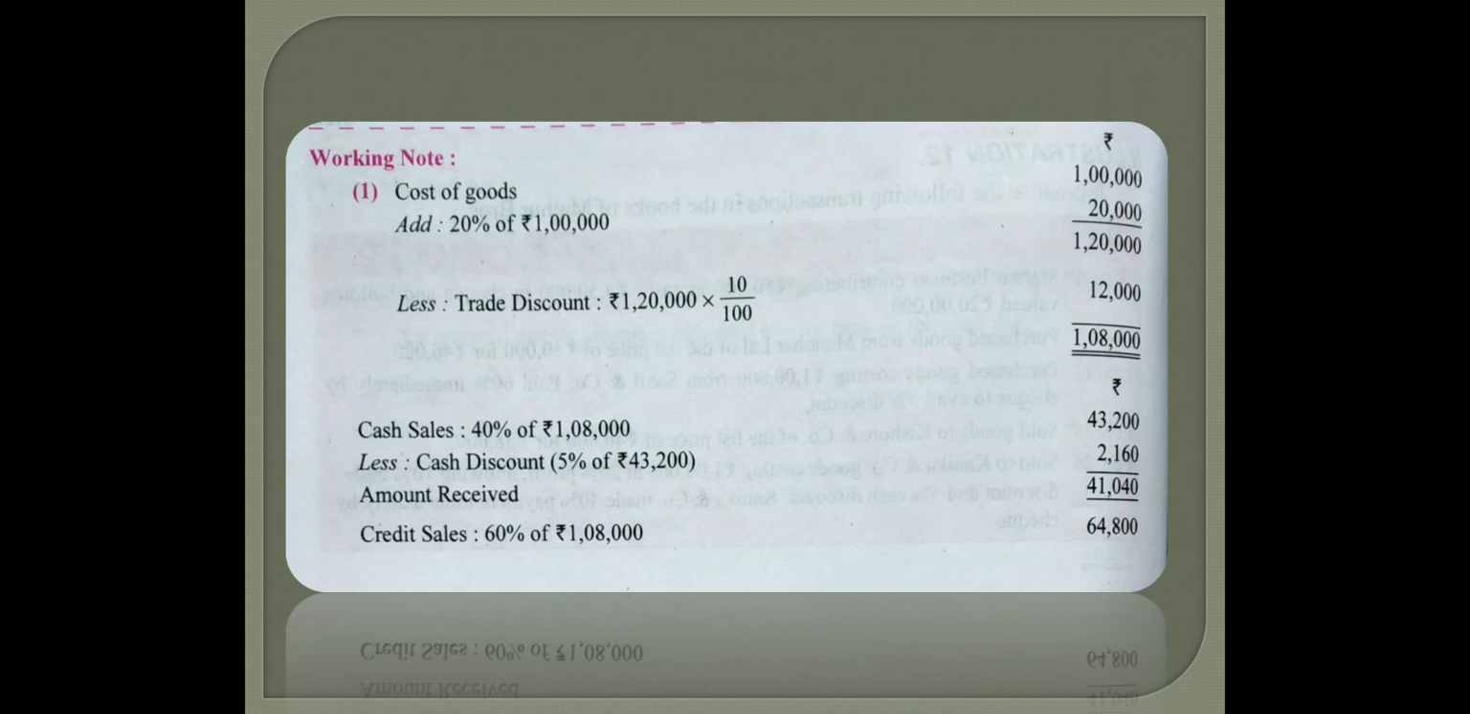After doing this, we will calculate cash sale and credit sale on the amount of 1,08,000. The amount will come 43,200 as cash sale, and 64,800 will be the credit sale, and cash discount will be allowed on cash sale. So on the cash sale, that is 43,200, we will calculate 5% on this amount, and the amount will come 2,160. So we will deduct it and the amount will come 41,040 rupees.